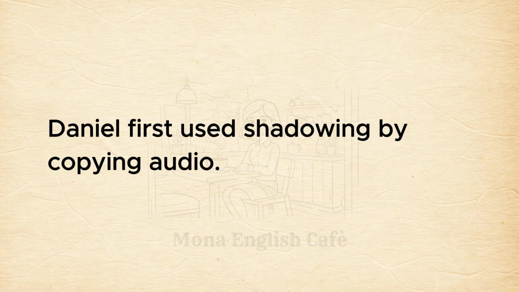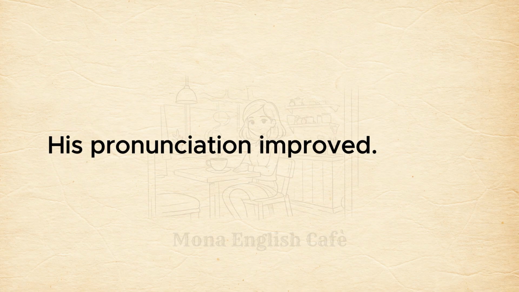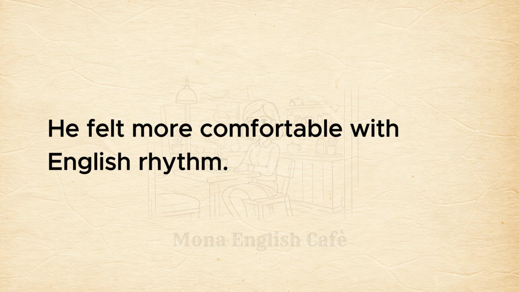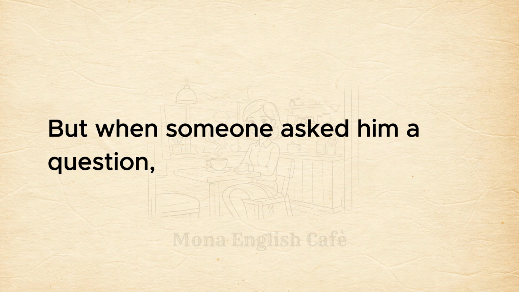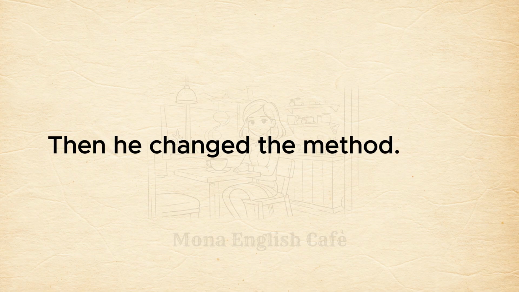Daniel first used shadowing by copying audio. He repeated sentences from videos. His pronunciation improved. His listening improved. He felt more comfortable with English rhythm. But when someone asked him a question, he still struggled to reply. Then he changed the method.